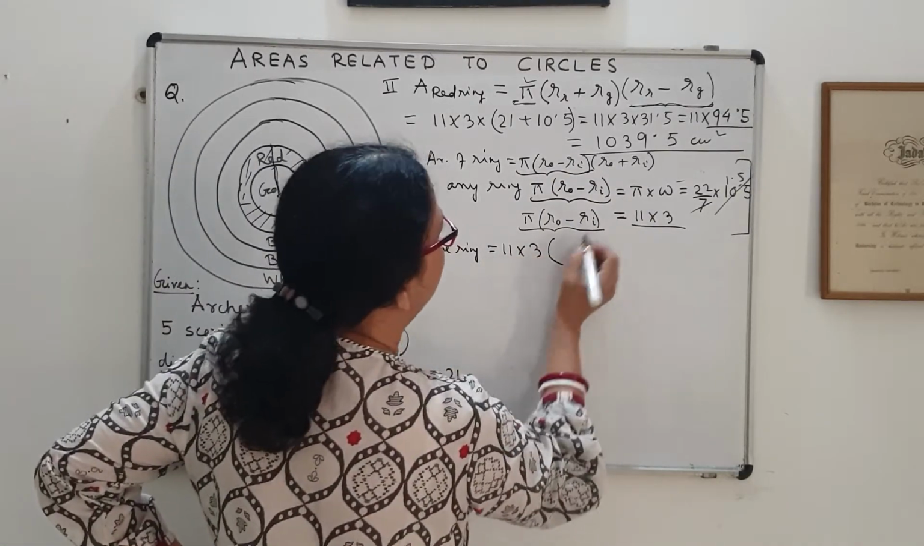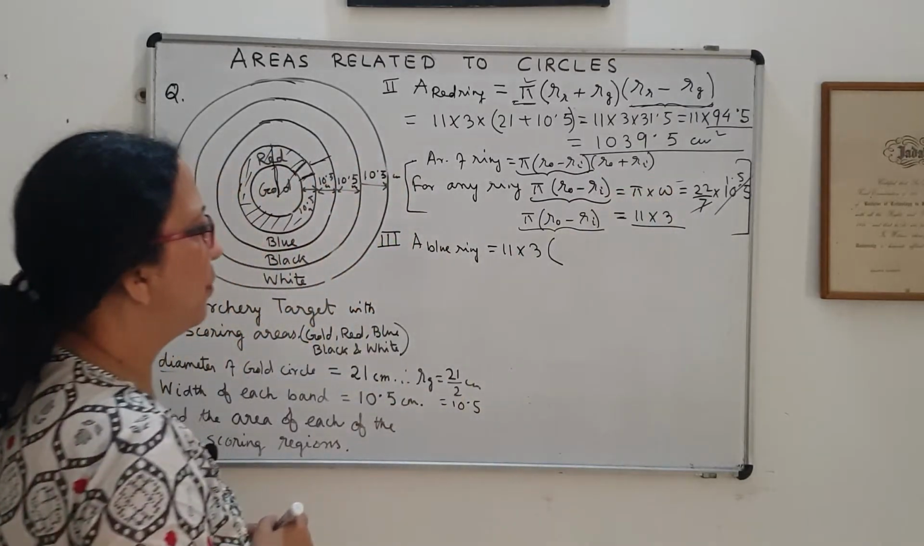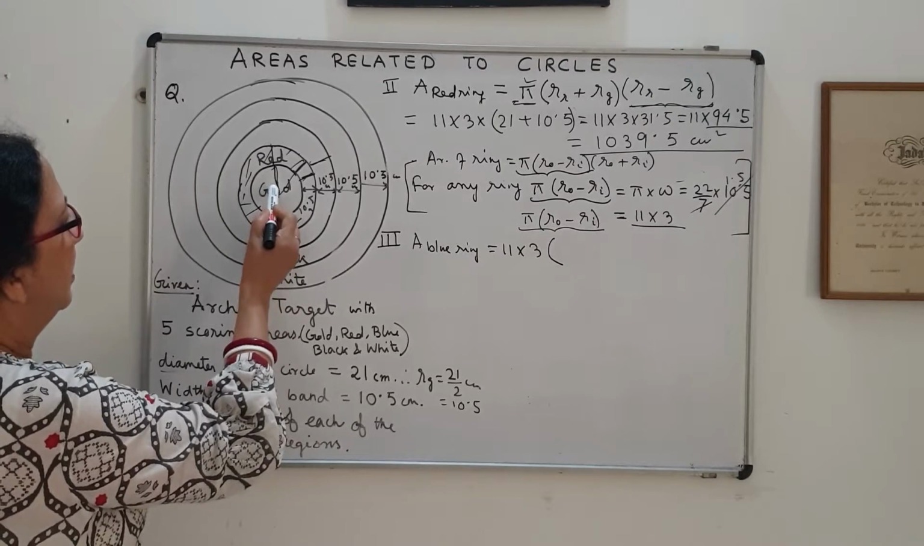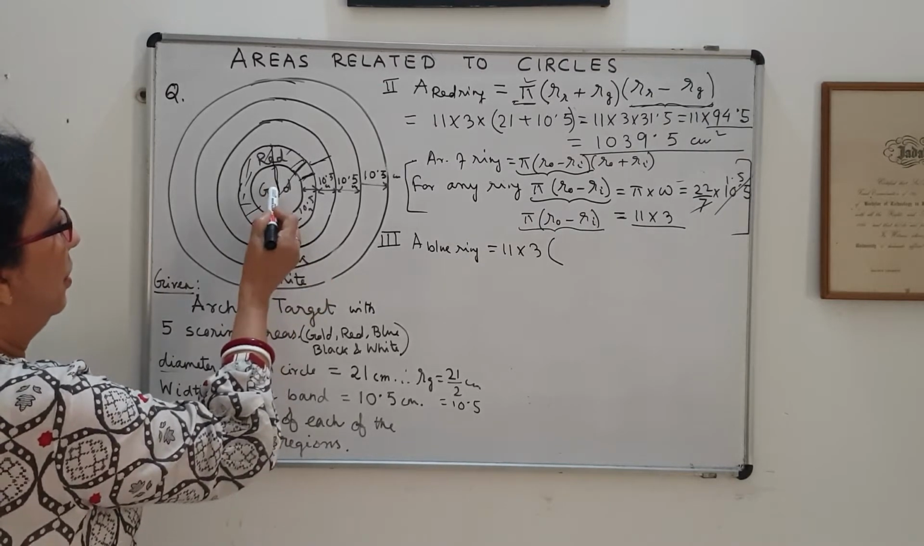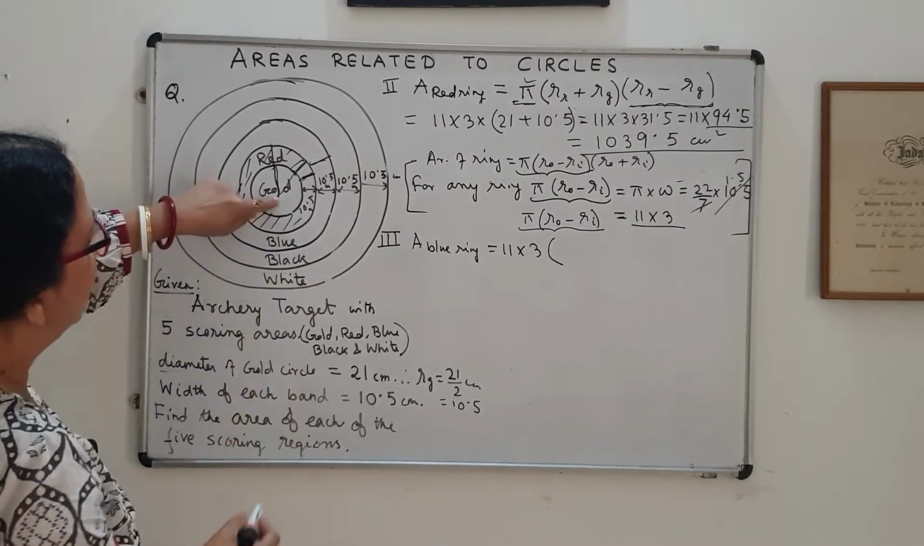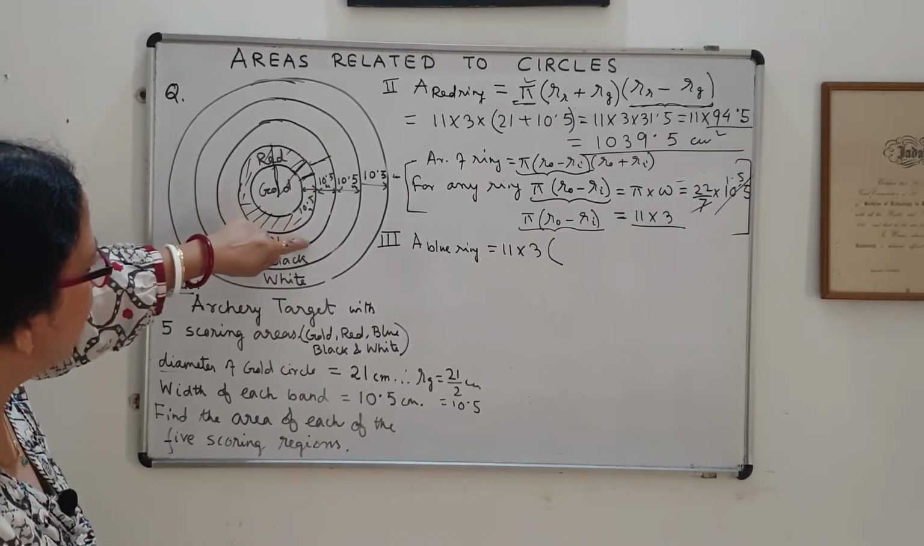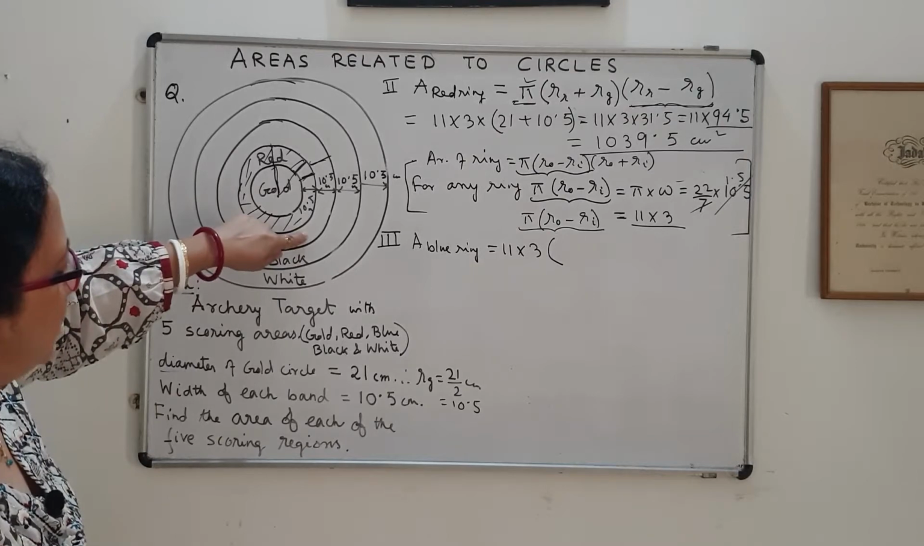Now next I will write Ro plus Ri. For the blue ring, what is the external radius? The radius of the blue circle will be Ro. This much was 10.5 plus 10.5, that was 21. Then 21 plus 10.5 will be 31.5.